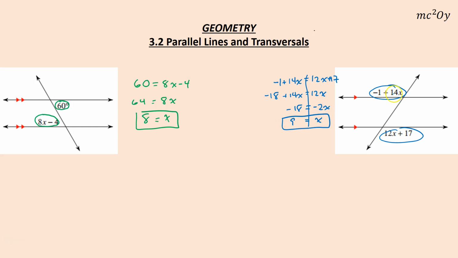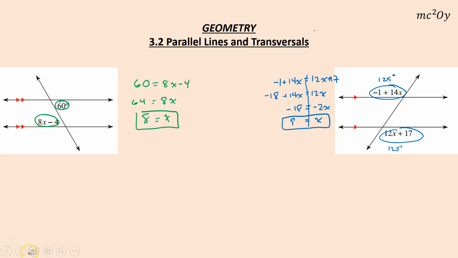And test it out. 14 times 9 is 126, minus 1 is 125. 12 times 9 is 108, plus 17 is 125, so 125 equals 125. So we are good to go there.